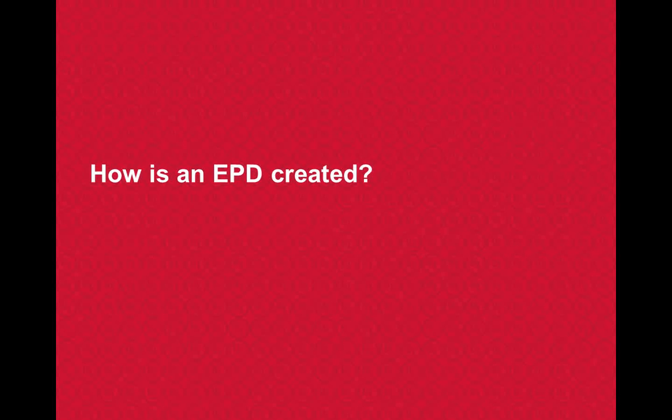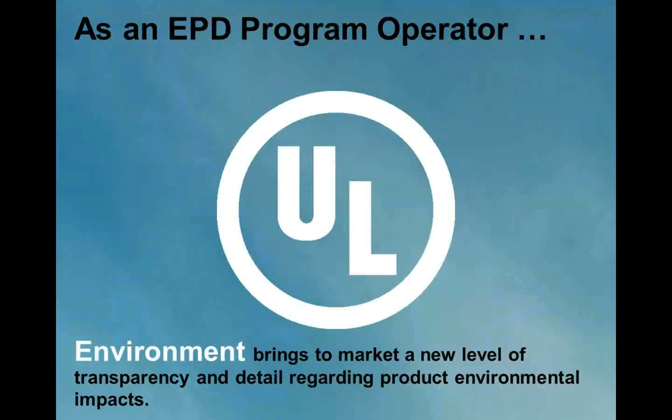So how is this document created? First and foremost, one must work with something called an EPD program operator, and this is all laid out in the ISO 14025 guidelines. An EPD program operator guides the client through the entire process of creating the environmental product declaration and also ensures that ISO 14025 is being followed throughout the process.